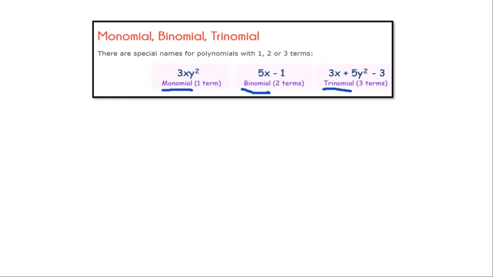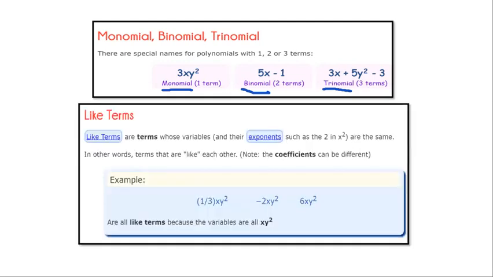Now, what about like terms? Like terms are terms whose variables and their exponents, such as the 2 in x squared, are the same. In other words, terms that are like each other. Note the coefficients can be different. So again, we can consider the terms as like terms if they have the same variables.